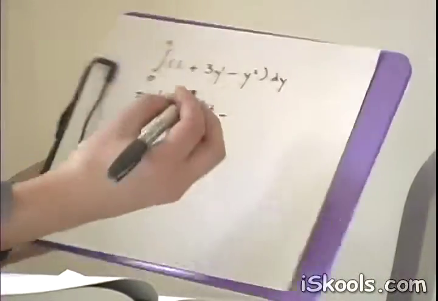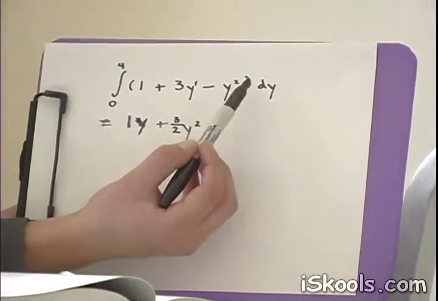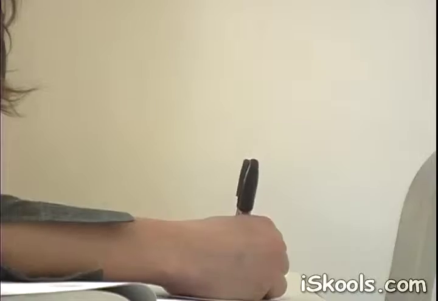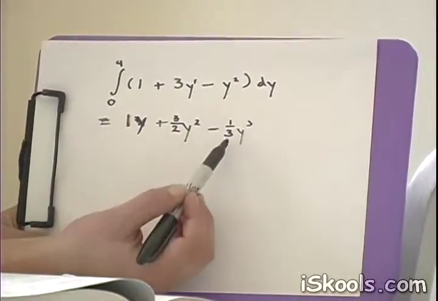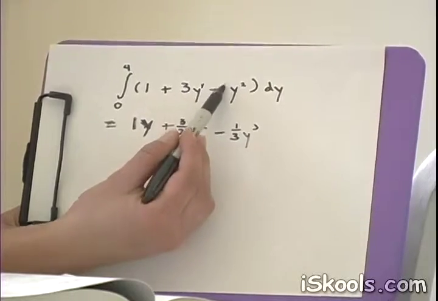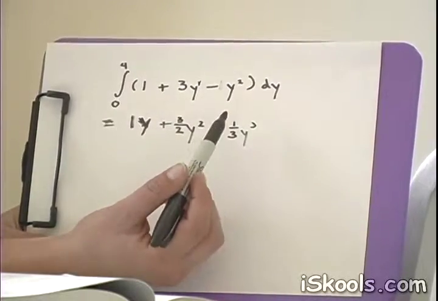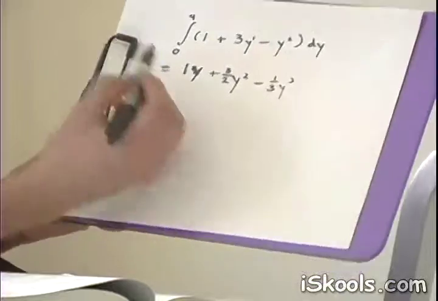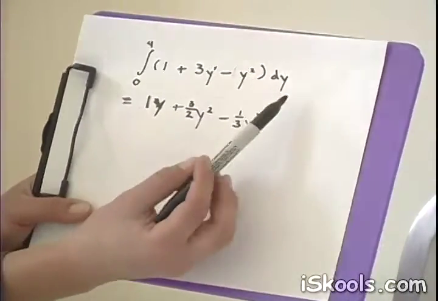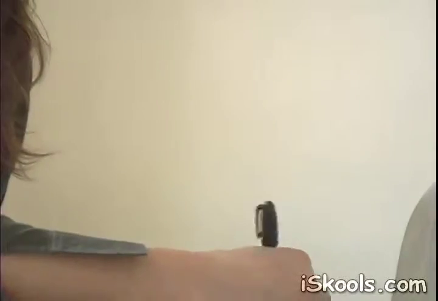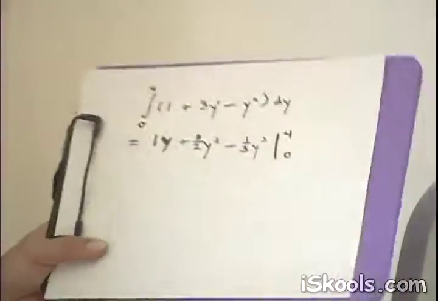For the third part of it, I'm going to raise the degree again by 1. So now I have y to the third. And then I'm going to write a coefficient of 1/3, because 3 times 1/3 is 1, which was the coefficient of the derivative here. So this would be the antiderivative of this original integral. Then I write a vertical bar, and I write the limits of integration, which are 4 and 0.